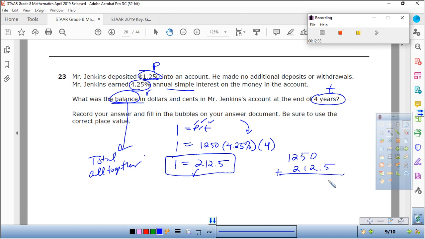So it's really easy math, and all you got to do is make sure you read the question, and then you're good. This one is the actual extra interest that accumulated over those 4 years, but you still have that original 1,250. So add them together, and now it gives you your balance. Balance is the key word here, guys.